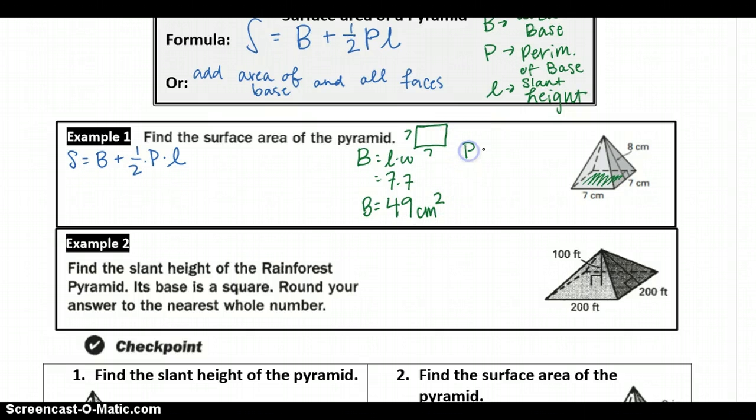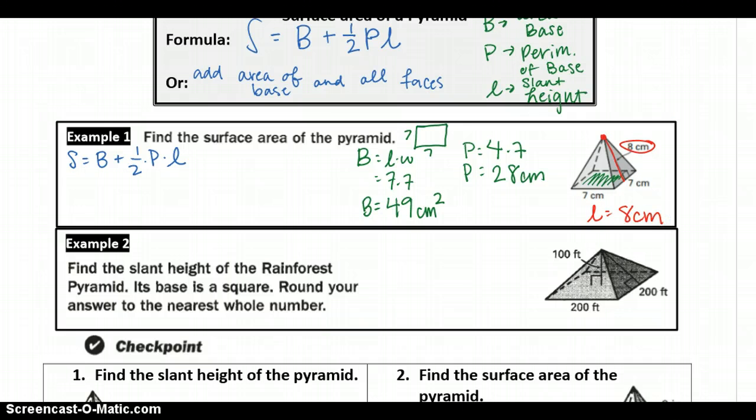Capital P is the perimeter of the base. Well, again, our base is a square, so we're adding up the 4 sides. So we're going to have 7 plus 7 plus 7 plus 7, or just 4 times 7, which is 28 centimeters for our perimeter. And L, the slant height, is the distance from the vertex to the edge of the base. So our slant height is given to us here as 8 centimeters.